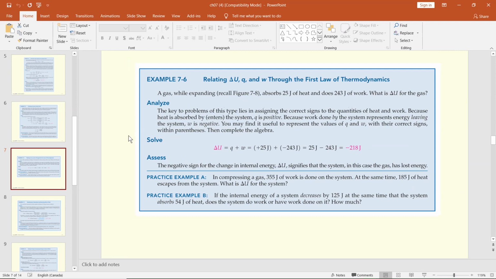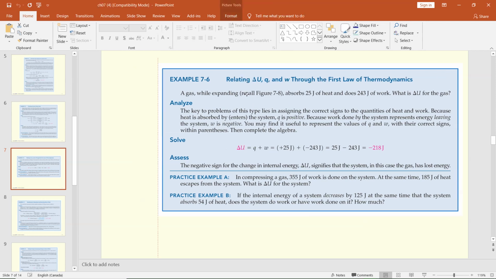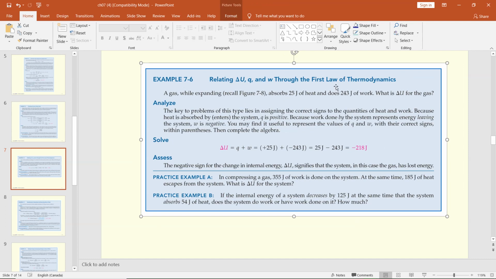Okay, so relating delta U, Q, and W for the first law of thermodynamics. A gas while expanding, and when gases expand, they do work. It's called the work of expansion. Absorbs, again, don't worry about those numbers there.